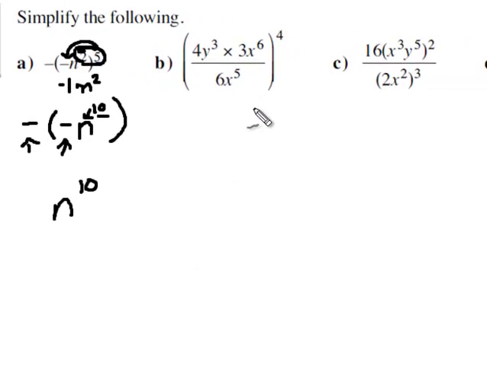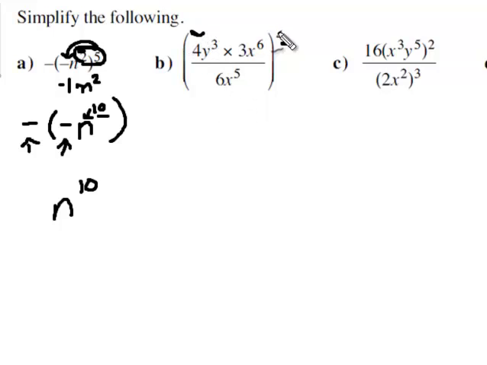In the next example, make sure you take your time. There's a lot of numbers here, so I've got 4y cubed times 3x squared, all of the 4th power, and in the denominator I have 6x to the 5th. If you see anything that can be simplified within the brackets before you start, you probably want to do that. In this case, I can do that.